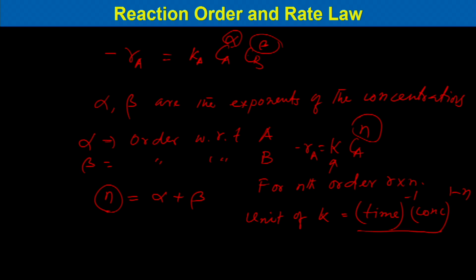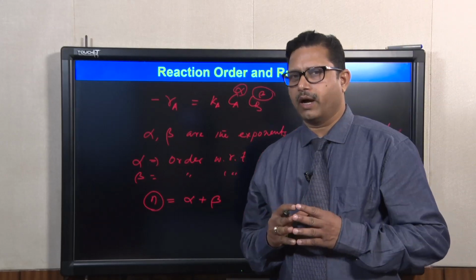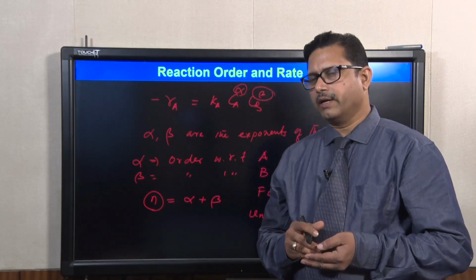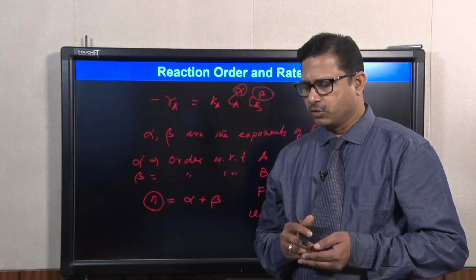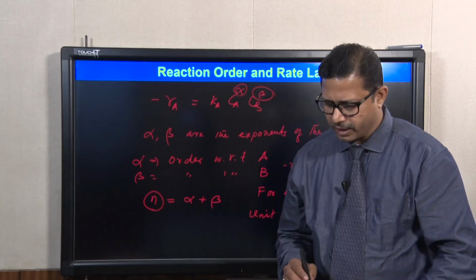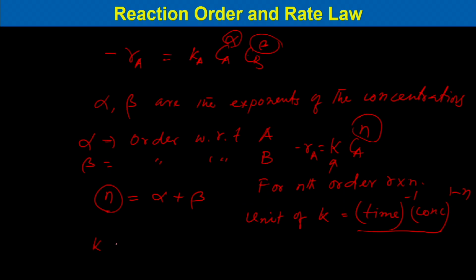As I said earlier, k is the rate constant only when we consider a particular temperature, but essentially k is a function of temperature. So, the better term to use for k is the rate coefficient instead of rate constant. So, k we can call the rate coefficient.